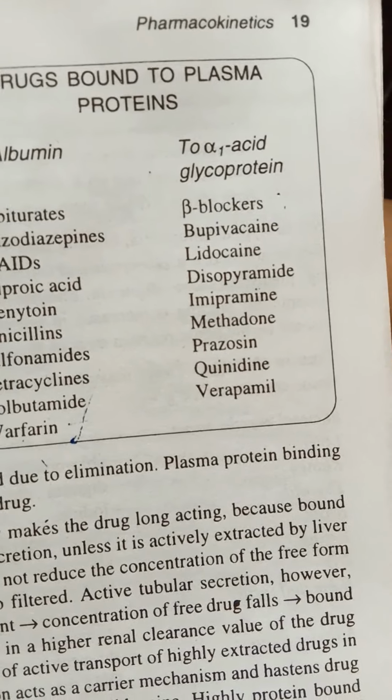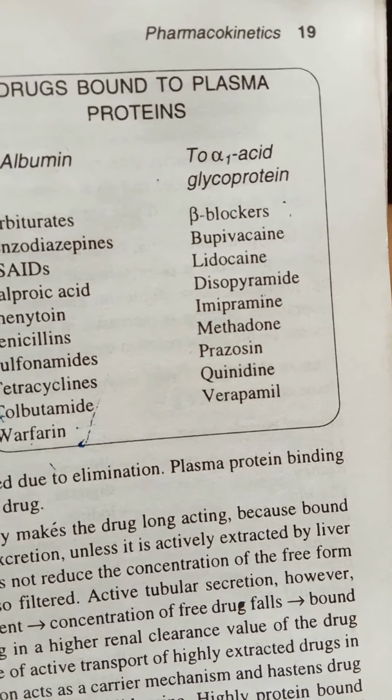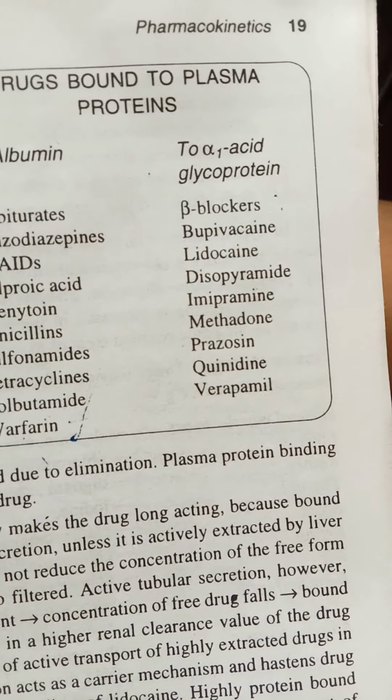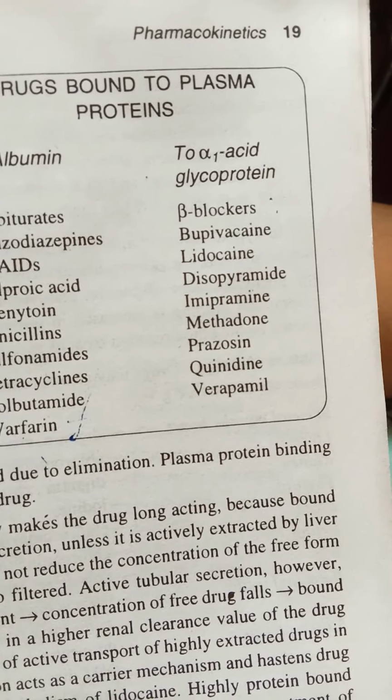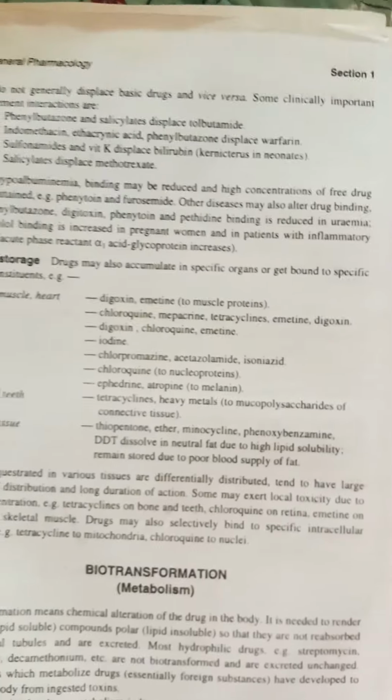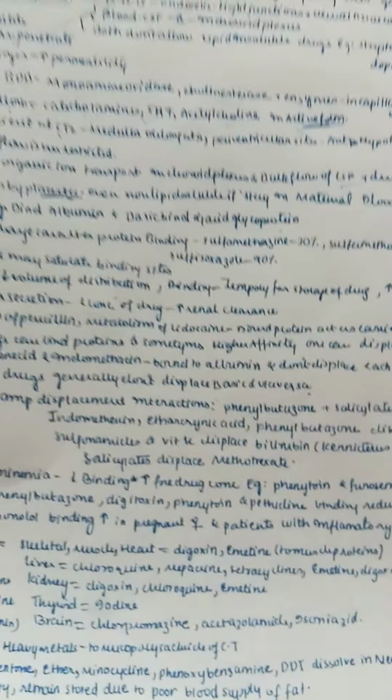To alpha-1 acid glycoprotein, we have beta blockers, bupivacaine, lidocaine, disopyramide, imipramine, methadone, prazosin, quinidine, and verapamil. These are the examples which we need to remember. And yes, we have come to the last. Next we'll continue with biotransformation.